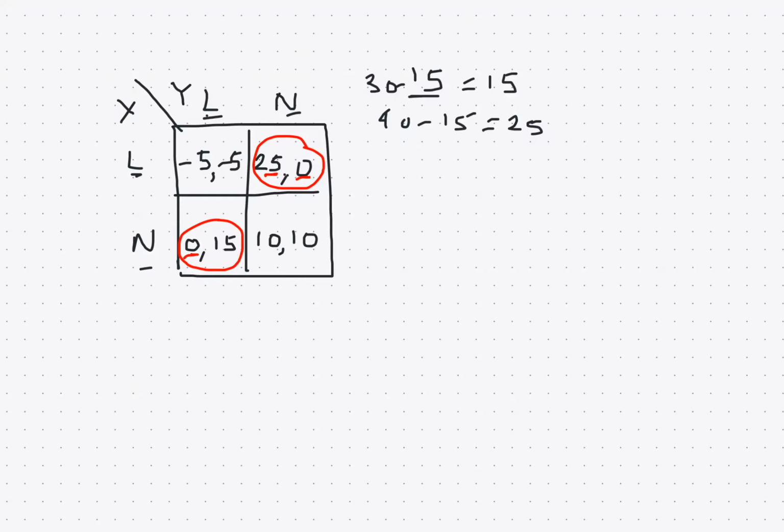And if firm X does not lobby, then the best response for firm Y is to lobby, right? 15 is better than 10. So here again, the best responses match. So that's your Nash equilibrium. So we have two Nash equilibria in this game in the pure strategy.